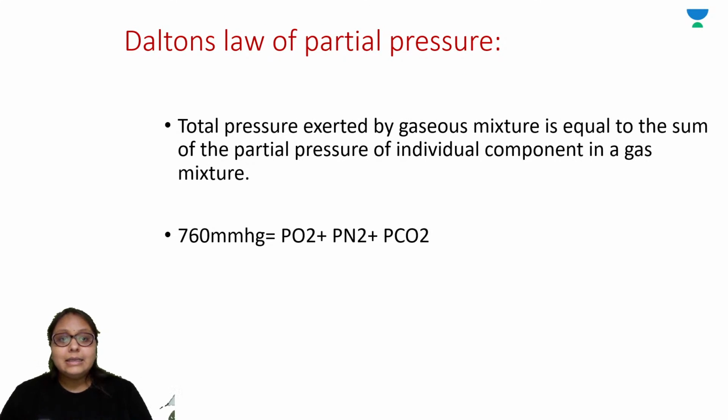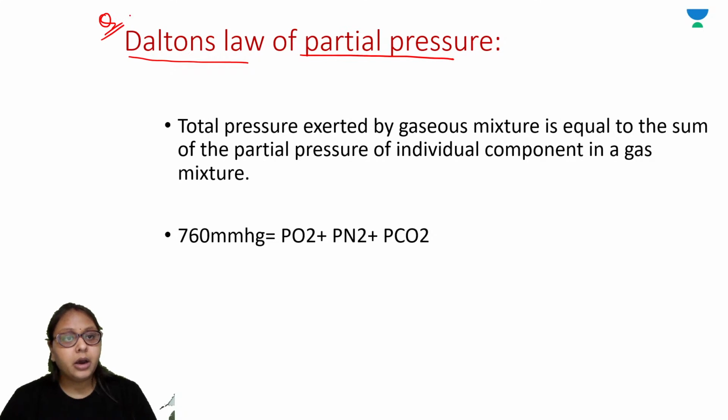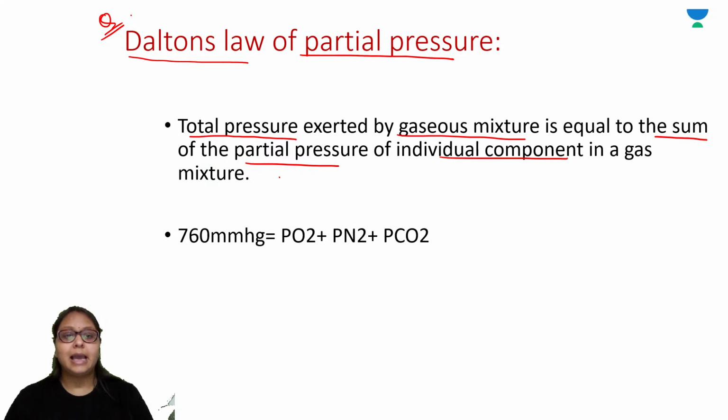Now, what is Dalton's law of partial pressure? Here also a direct question is asked, like they can give you this sentence and ask which law it pertains to. So what does Dalton's law of partial pressure say? That is, the total pressure exerted by the gaseous mixture is equal to the sum of the partial pressures of the individual components in a gas mixture. So the total pressure exerted on a gaseous mixture is equal to the partial pressure of the individual components.